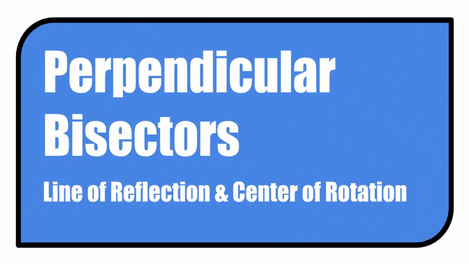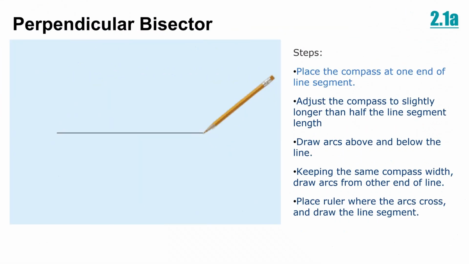The first lesson of the grading period will cover perpendicular bisectors. To find the perpendicular bisector of a line segment, start with placing the compass at one end of the line segment. Adjust the compass to slightly longer than half the line segment length.